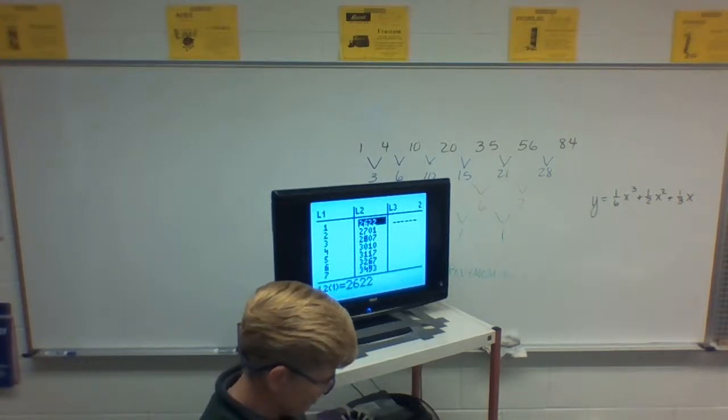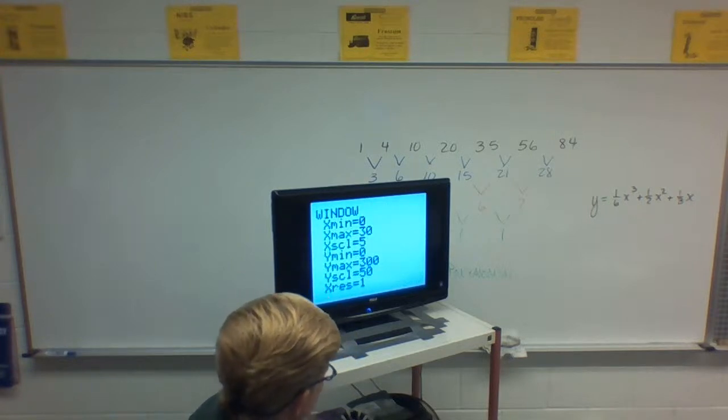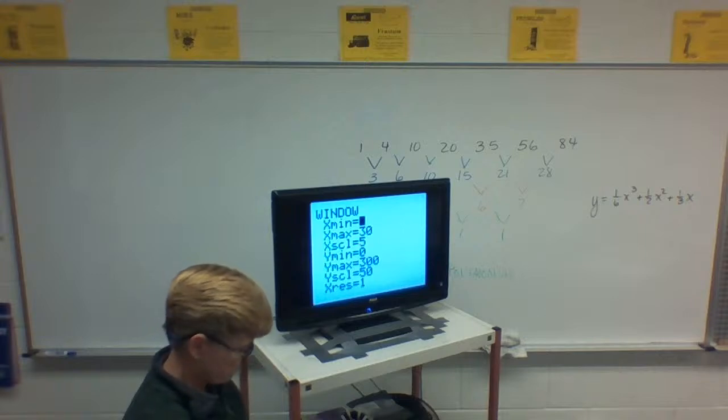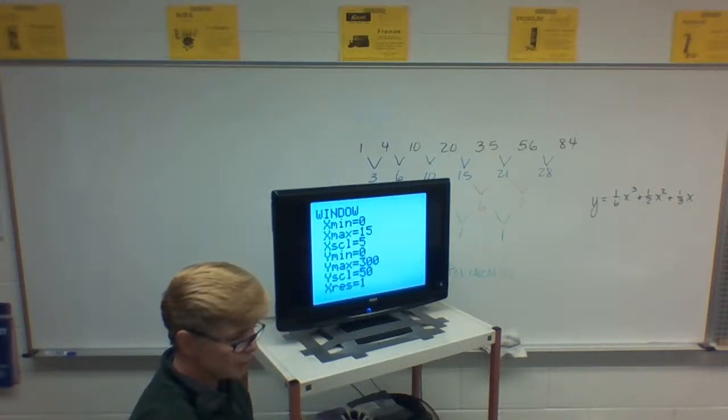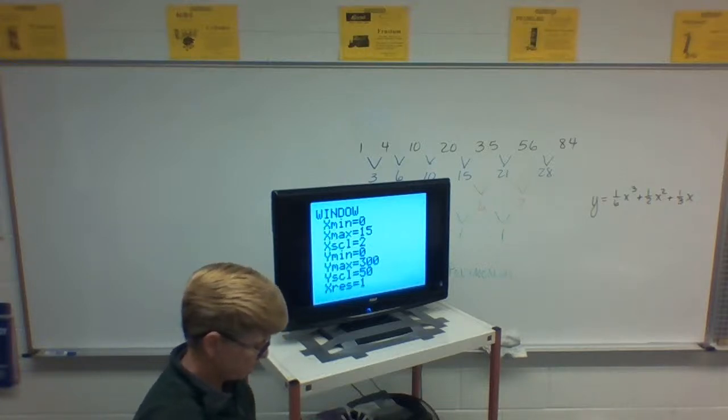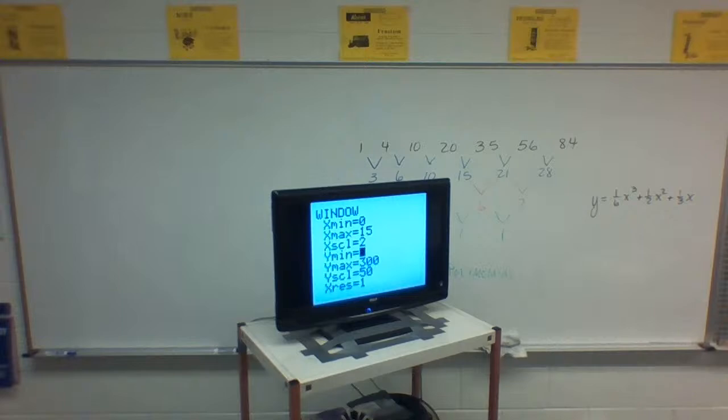Okay, now we have to build a window. What do we let our x's range from and to? 0 to 13. I'm gonna go 0 to 15, just so I can clearly see my 13 when I'm ready, okay? I'll go by 2s. How about the y's? 2,500, 4,500.